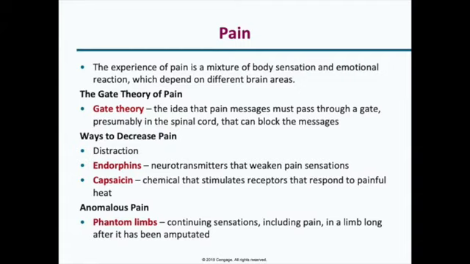The gate theory of pain is the idea that pain messages must pass through a gate, presumably in the spinal cord, that can block the message. That is, other kinds of input close the gate, preventing pain messages from reaching the brain. If you injure yourself, rubbing the surrounding skin sends inhibitory messages to the spinal cord, closing the pain gates. Pleasant or distracting events also send inhibitory messages.